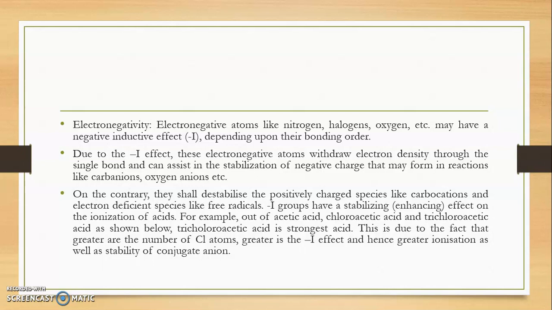Due to the minus I effect, these electronegative atoms withdraw electron density through the single bond and can assist in the stabilization of negative charge that may form in reactions, like carbanions, oxygen anions, etc. On the contrary, they destabilize positively charged species like carbocations and electron deficient species like free radicals. Minus I effect groups have a stabilizing effect on the ionization of acid. For example, out of acetic acid, chloroacetic acid and trichloroacetic acid, trichloroacetic acid is the strongest acid.